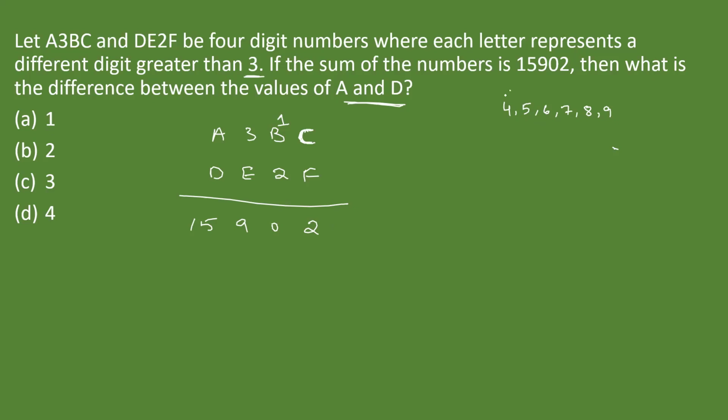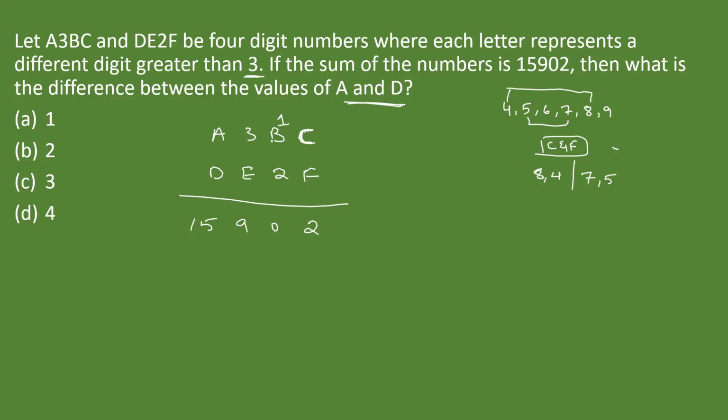See, if I add 8 with 4, there is one chance, right? And if I add 7 with 5, there is the other chance. So for the time being, we don't know which pair is correct, 8, 4 or 7, 5. For C and F, there are 2 chances. They may be 8, 4 or 7, 5.